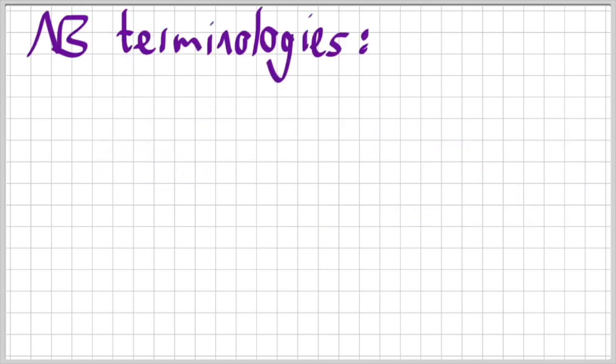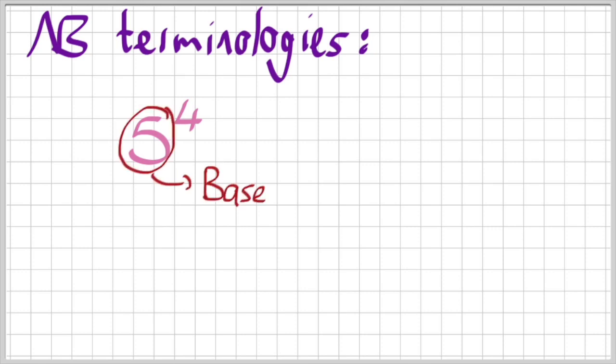This brings me, ladies and gents, to the very important part of this video, where we are going to talk about terminology. In other words, which words are we going to use in this chapter? Well, if I've got 5 to the power of 4, I see two things. First of all, I see the 5, and we are going to call that the base. Then we see the 4, and we are going to call that the exponent.